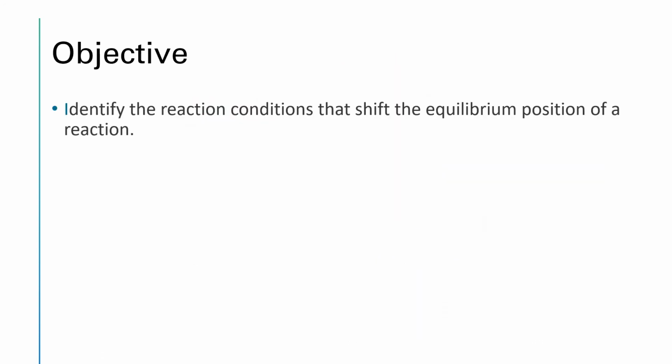Our objective was to identify the reaction conditions that shift the equilibrium position of a reaction, and in this video we took a look at how changing the amount of a reactant or a product could do that. The equilibrium reaction will respond in the direction that counteracts whatever you did. If you add a reactant, it'll go in the forward direction to use up that extra reactant. If you add a product, it'll go in the reverse direction to use up that added product. And then if you remove a reactant, it'll go in the reverse direction to recreate the reactant. If you remove a product, it'll go in the forward direction to give you more product.